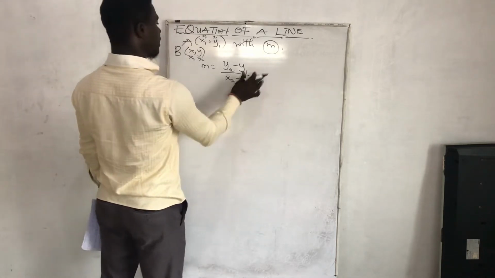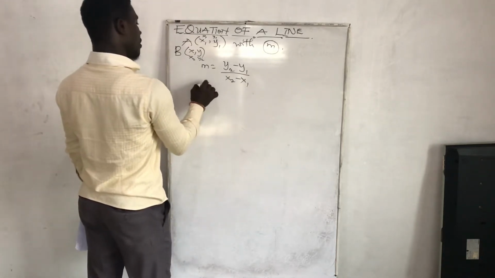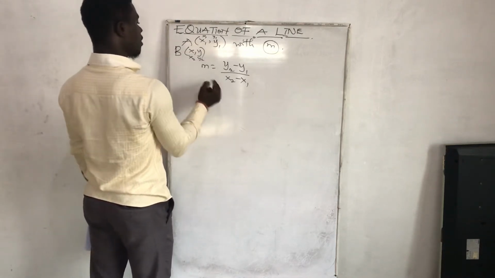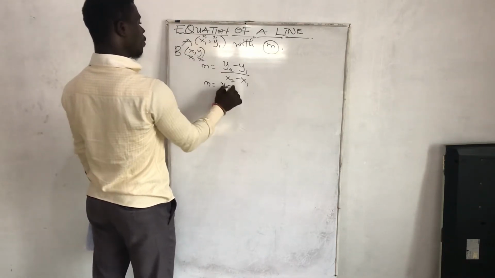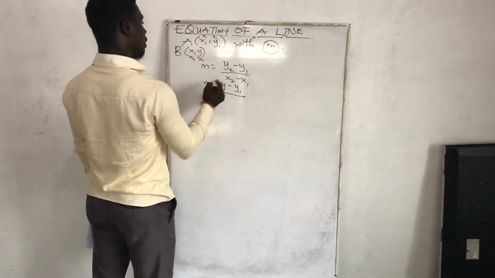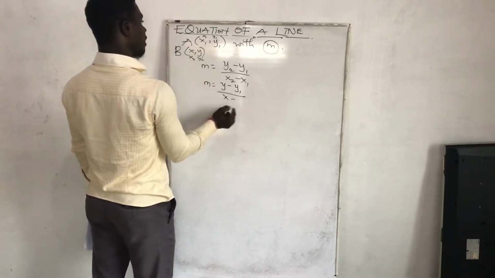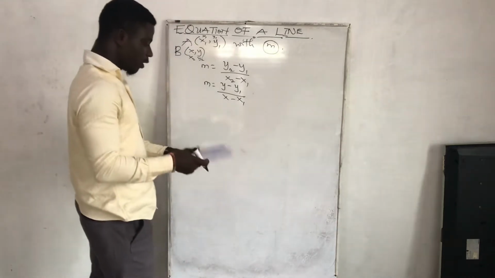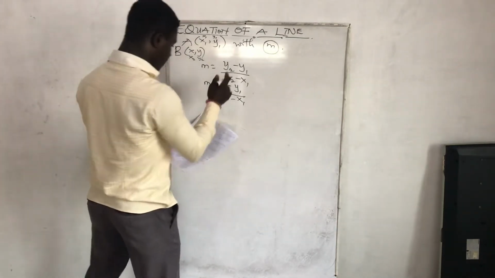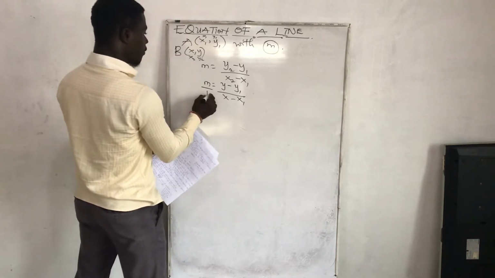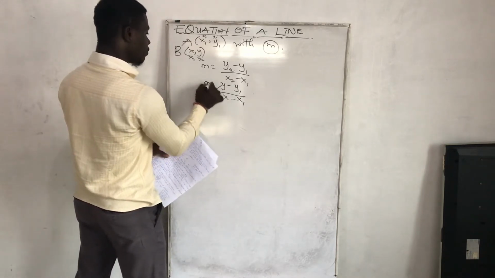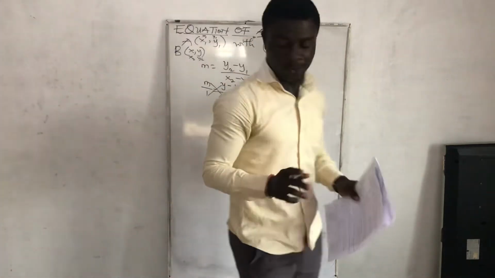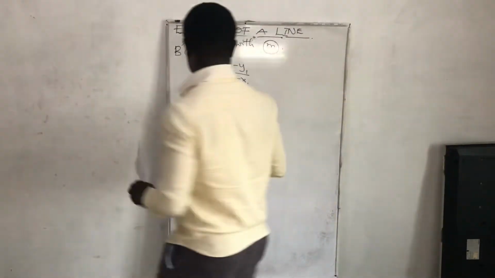So we can say that m must be equal to y2, which gives y, then minus y1, the same y1, all over x2, which gives x, then minus x1, which gives x1. So now, let's continue. Here is over 1, right? So we can multiply through. You can do cross multiplication, or the cross product, sorry.